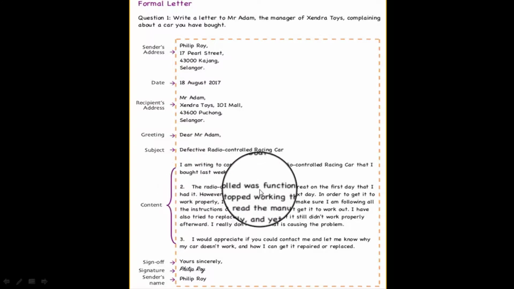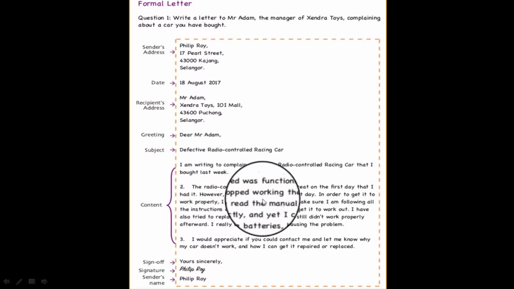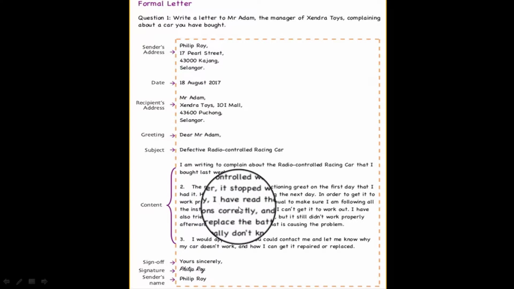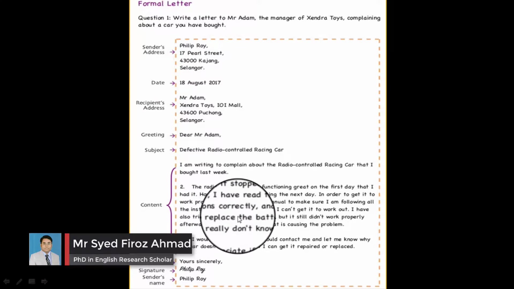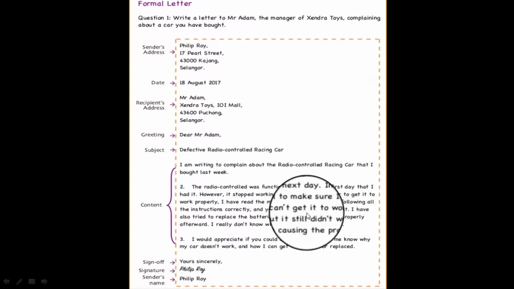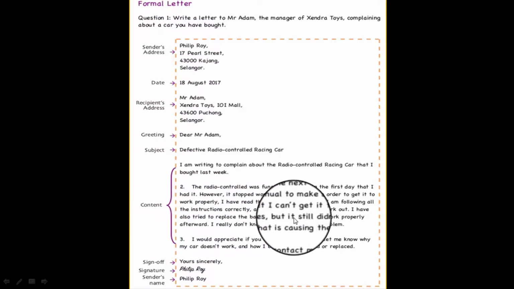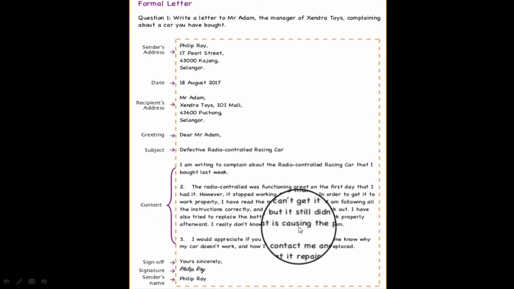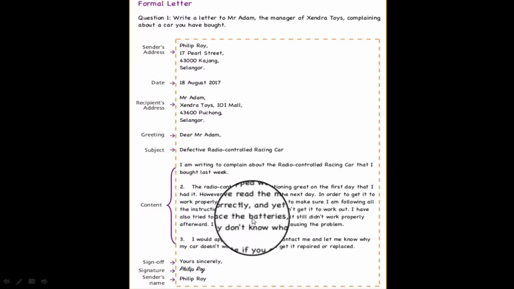Then, the radio control was functioning great on the first day that I had it. However, it stopped working the next day. In order to get it to work properly, I have read the manual to make sure I am following all the instructions correctly, and yet I can't get it to work. I have also tried to replace the batteries, but it still didn't work properly afterward. I really don't know what is causing the problem. So this is the problem area that you have discussed very properly.